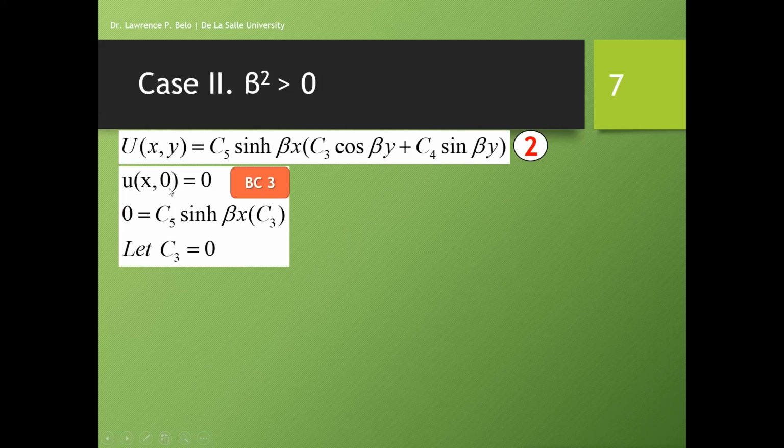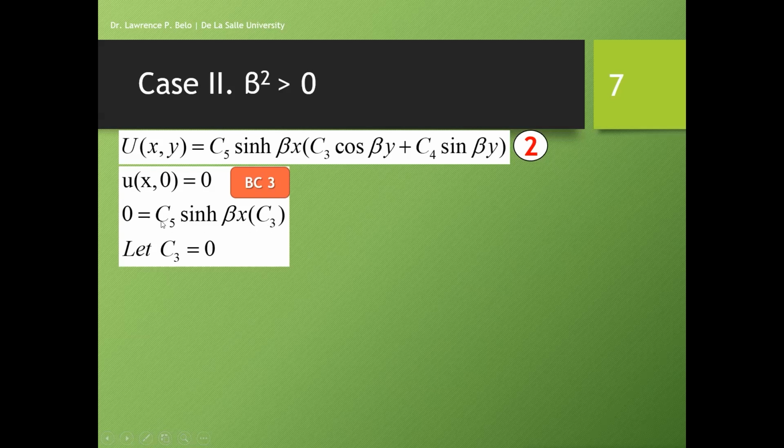Let's apply the next boundary. As I said, the easiest are those with zeros. So if I apply those with y equals 0, I have simplified this. The y is the one that is 0. So cosine of 0 is 1, sine of 0 is 0. So this whole term cancels. What happens is C3 times 1, right? So this is what remains for us.